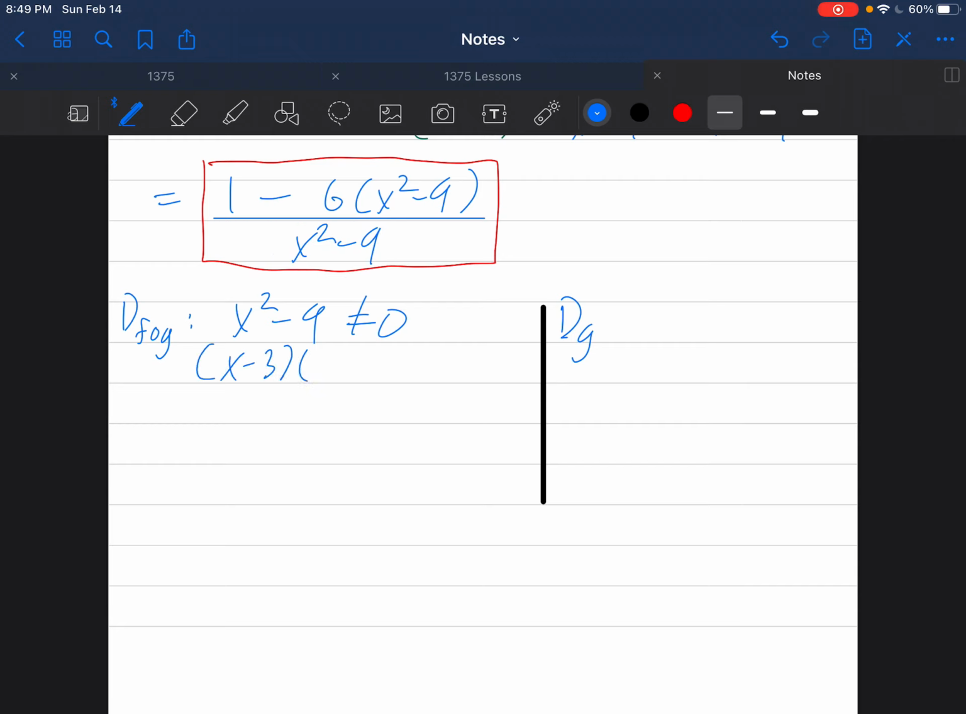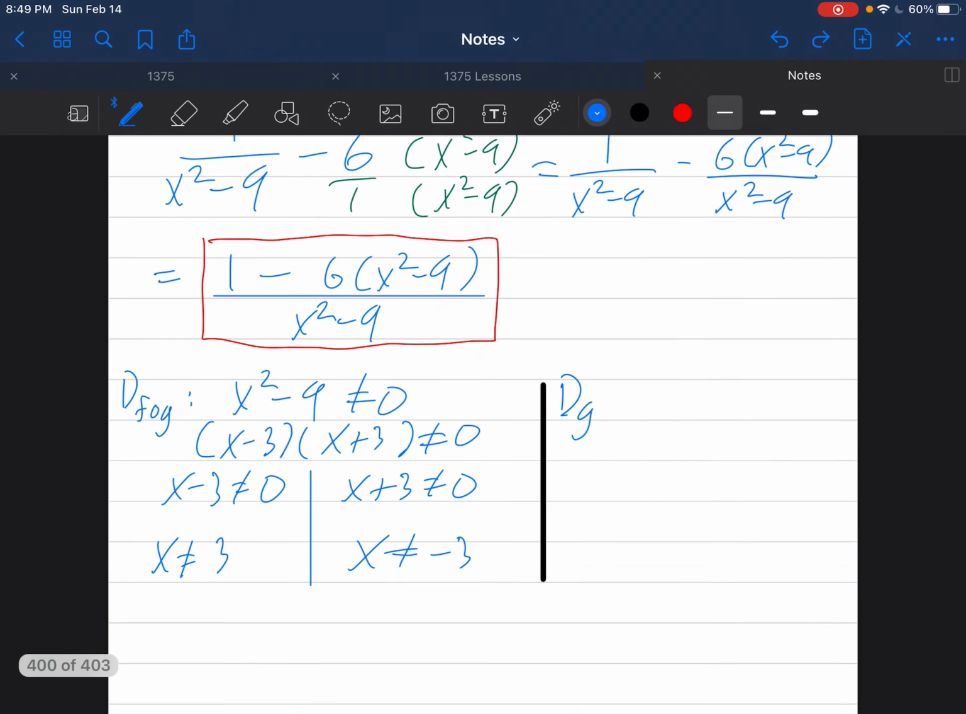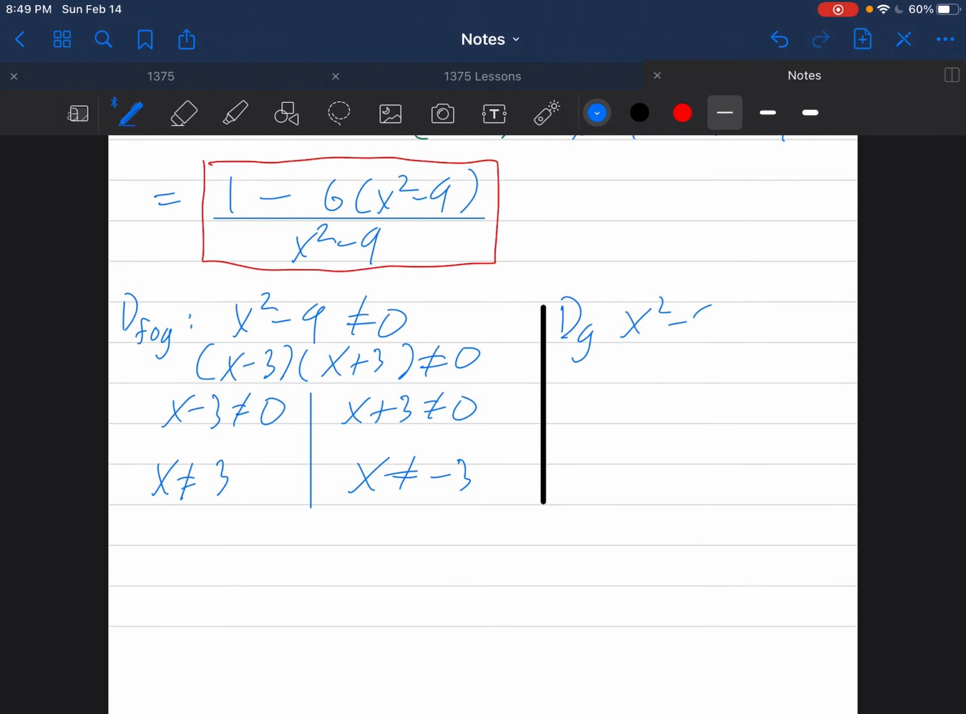So x minus 3 times x plus 3 cannot equal 0. That means x minus 3 cannot equal 0. x plus 3 cannot equal 0. This is the zero product rule. So x cannot equal 3. x cannot equal -3 either. Now, thankfully, take a look at function g. It has the exact same denominator. So x squared minus 9 cannot equal 0. Since the denominator is the same, that means the restriction is the same.